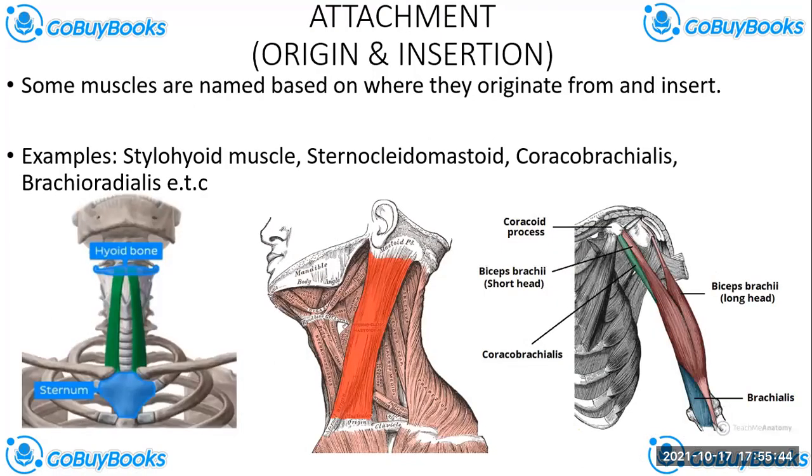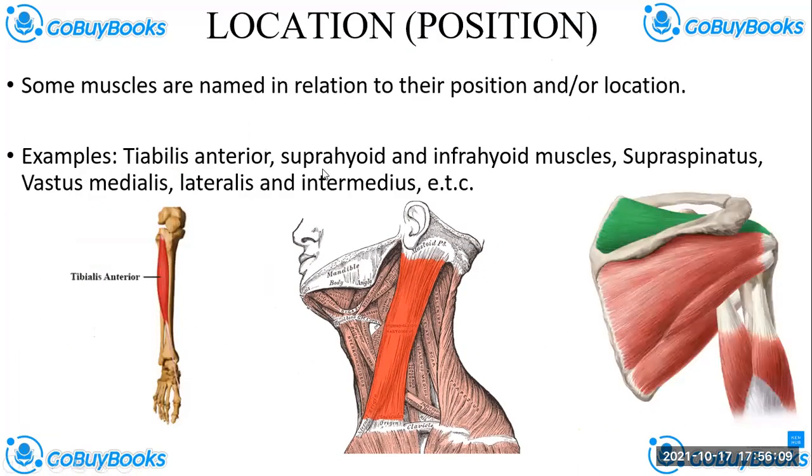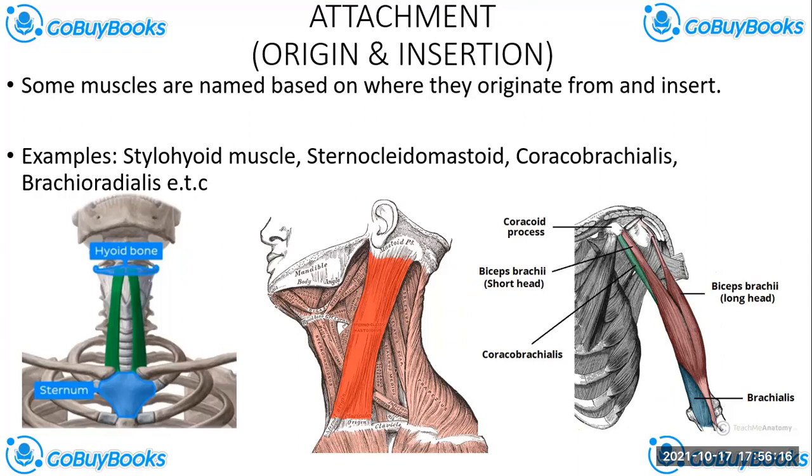All right. So we've talked on shape. I hope you are writing down, because that's when you'll be able to relate when you write it down. Shape, size, fiber orientation, then based on the number of heads they have or the bellies they have. Then now, based on attachments.